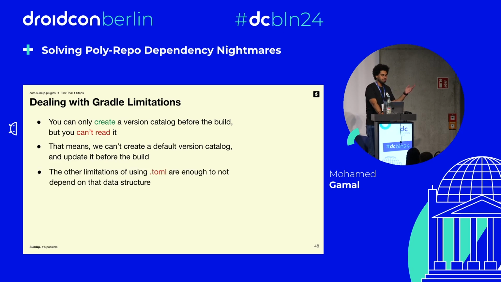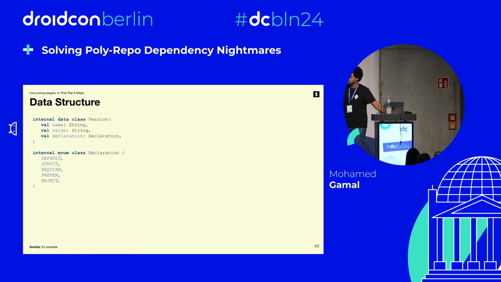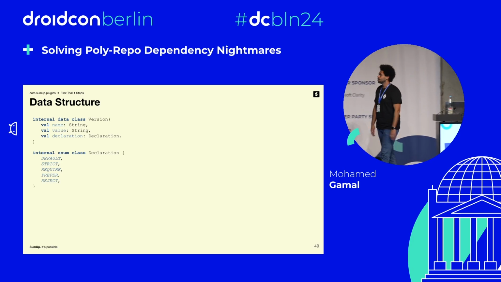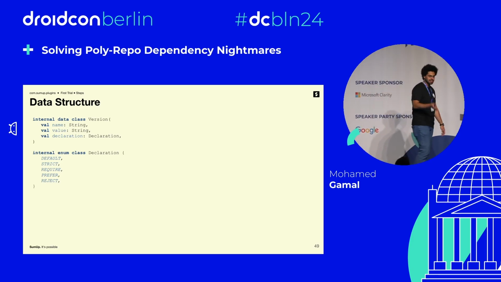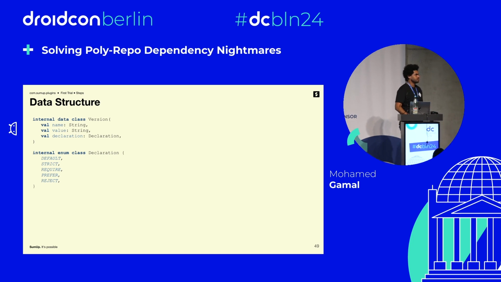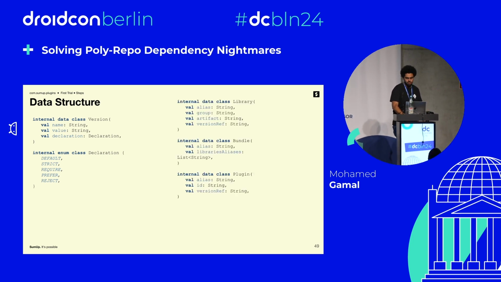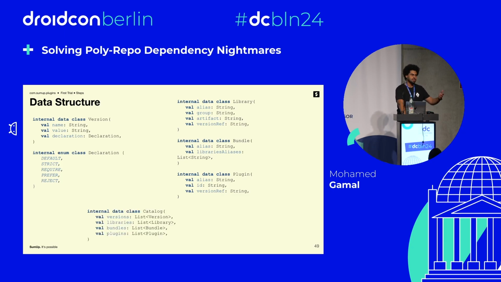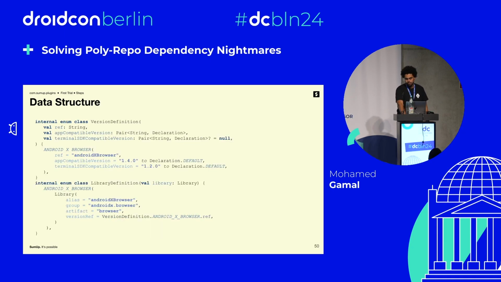Another thing about the TOML file is that we cannot really share it across the repos. We will end up having the same TOML file everywhere, which has the dependencies everywhere. This is a problem. Now we didn't centralize anything. So anyway, we cannot depend on it. So we needed to build our own data structure for that. How did it look? We built a data class Version. It has name, value, declaration. The declaration is default, strict, require, prefer, reject. We don't really have reject all. We don't need it. Library, bundle, plugin, and catalog. The catalog is a list of each.